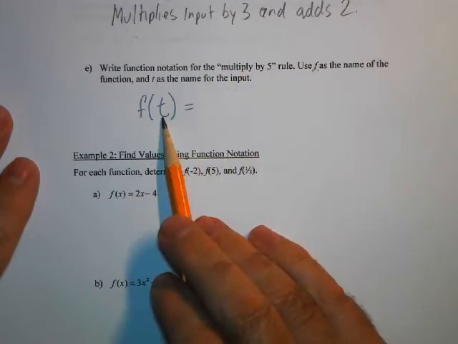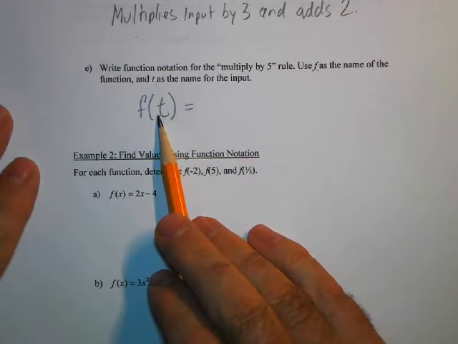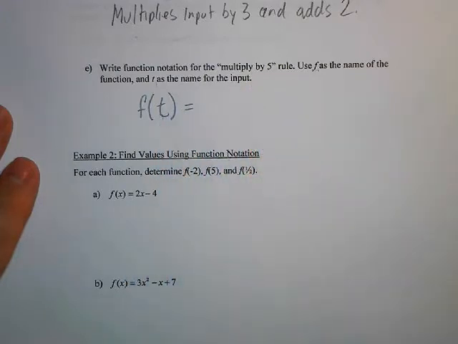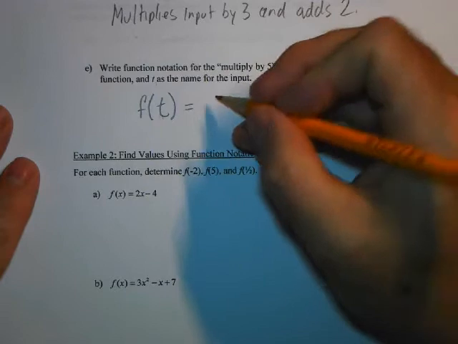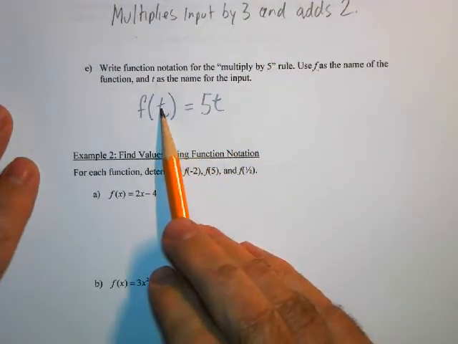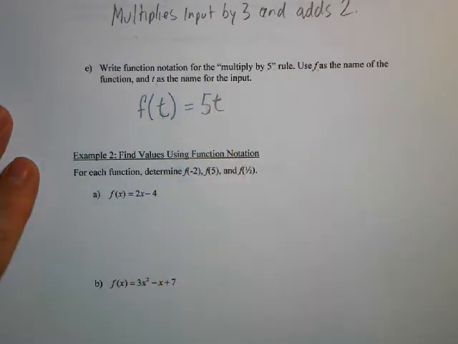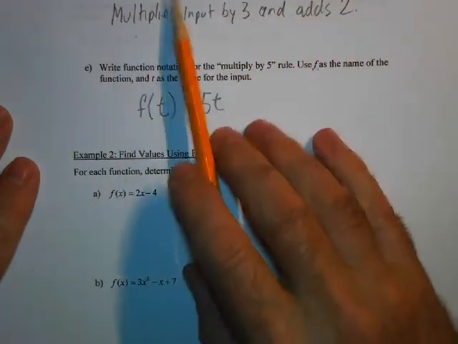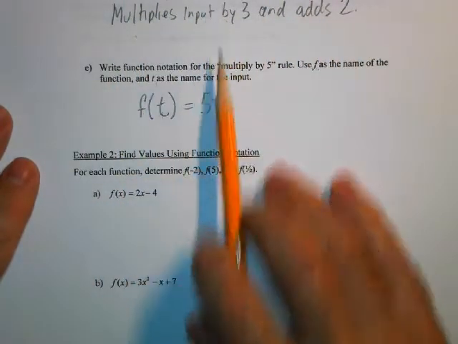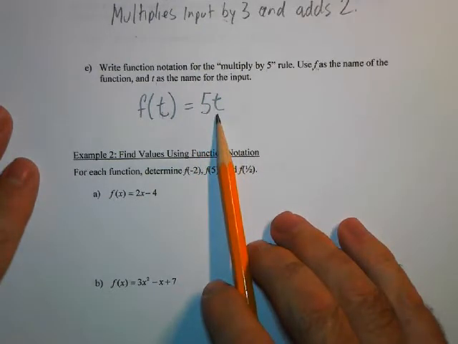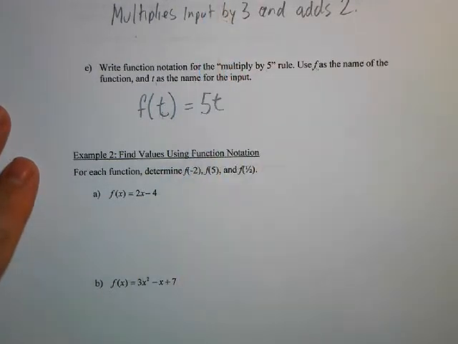So the input is t. We're feeding it t. This is defining the function. So we're taking t, multiplying it by 5. So how do you write that mathematically? You could just say 5t. So it takes the input t, multiplies it by 5, and that's the output. Okay? So this is describing what the function does, and this is defining the function itself by knowing what the function does. So these two are like opposite.